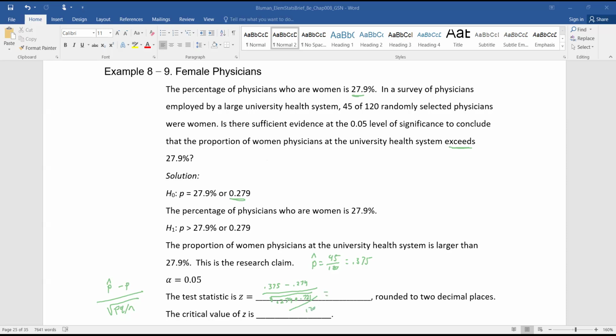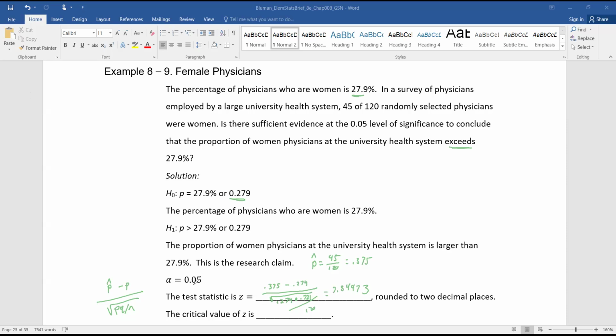So I'm going to type that in my calculator real quick. In this case, that would be 0.375 minus 0.279 divided by the square root of 0.279 times 0.721 divided by 120. And when I do that, I actually get a z-score of 2.34473.